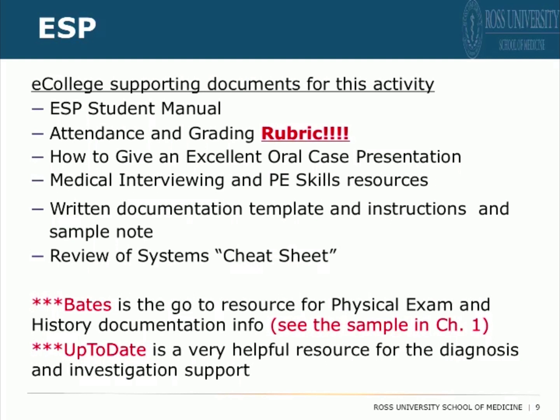The main resource for that activity is Bates, which is also in eCollege on your resources page. There's a very good sample write-up at the end of chapter 1. I refer to that write-up constantly and encourage you all to do the same. Also, the website UpToDate, which you have access to both on mobile device and by logging in through the portal, is available, and I encourage you to become very familiar with that resource. ESP is a great opportunity for you to practice using and get valuable information from the UpToDate page.